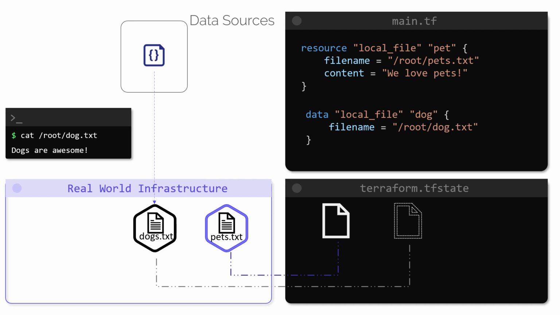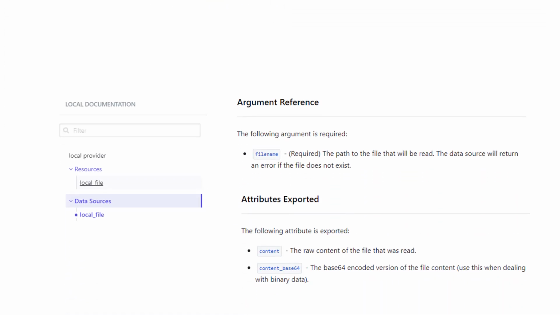The data read from a data source is then available under the data object in Terraform. So, to use this data in the resource called pet, we could simply use data.local_file.dog.content. These details are of course available in the Terraform documentation under data sources. Within the documentation and under the attributes exported, we can see that the data source for a local file exports two attributes, the content and the base64 encoded version of the content.